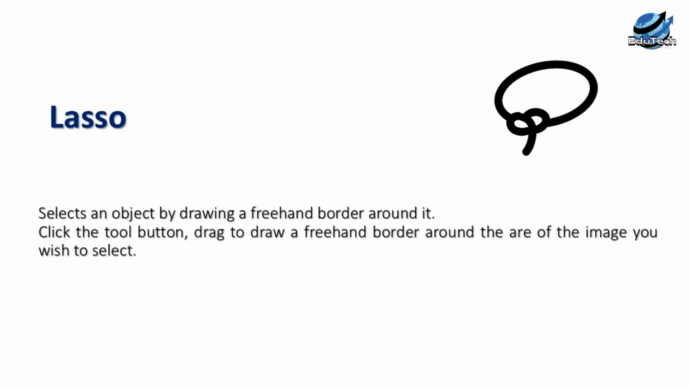Lasso. Selects an object by drawing a freehand border around it. Click the Tool button, drag to draw a freehand border around the area of the image you wish to select.